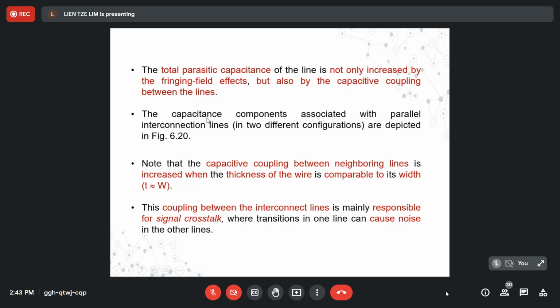The capacitance components associated with parallel interconnection lines in two different configurations are depicted in figure 6.20. Note that the capacitive coupling between neighboring lines is increased when the thickness of the wire is comparable to its width. This coupling between the interconnect lines is mainly responsible for signal crosstalk, where the transitions in one line can cause noise in the other line. So this is about the capacitive coupling between the neighboring lines that can cause noise.